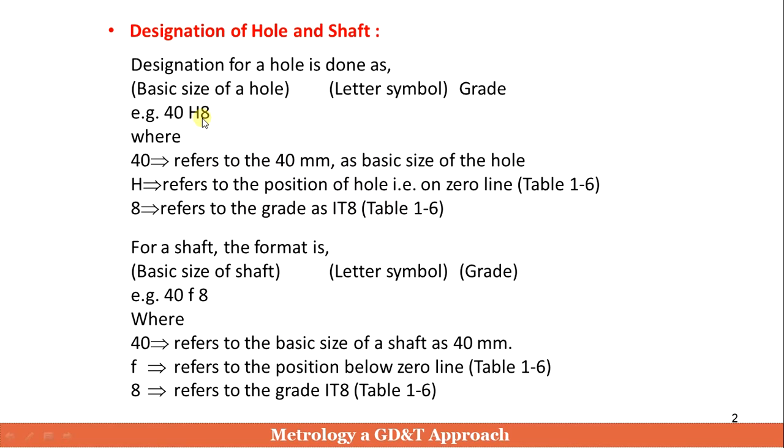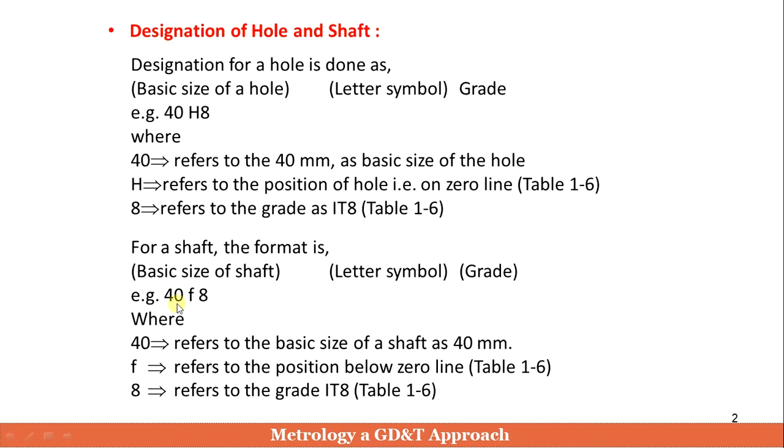One example is shown here as 40H8. In this case 40 represents the basic size, and the capital H indicates an H hole, that is, with respect to the zero line, which we have seen in the earlier table. Then 8 is the IT grade. We will deal with the IT grade in detail. Similarly, for a shaft, how do we designate it?